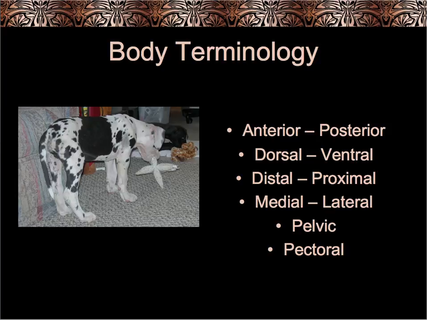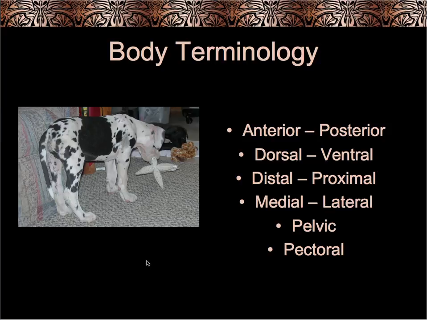The first pair of terms is anterior and posterior. Anterior refers to where the head is. Posterior would be the opposite of that. So in this picture, this would be the anterior end. This would be the posterior end. So this dog has a gray spot anterior to the big blotch on his belly.